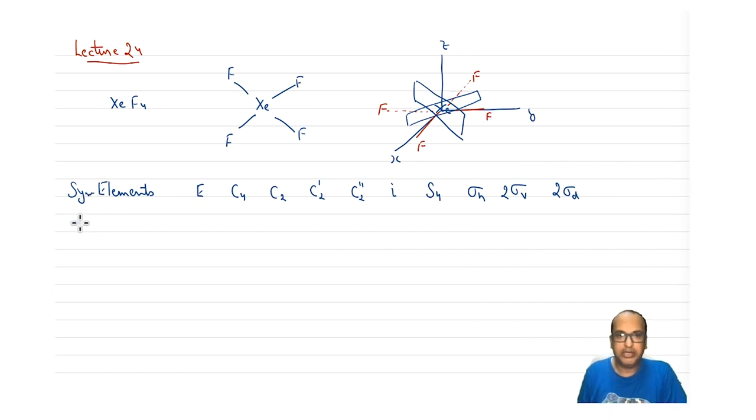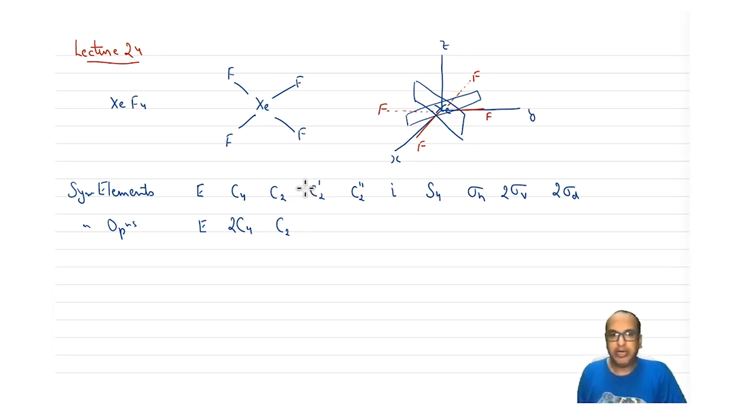I'm not calling them group elements. Now let's look at the symmetry operations present in this. So E will give you one operation, C4 will give you two operations, C4 and C4 cube, because C4 square will be C2. C2 will generate only one operation because C2 power 2 will be E.